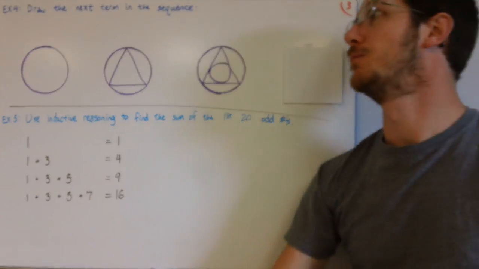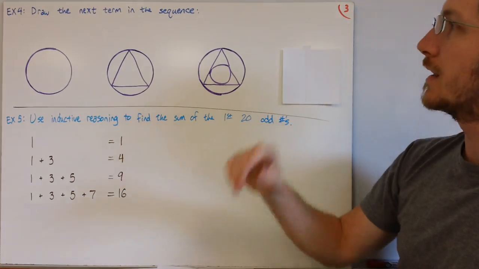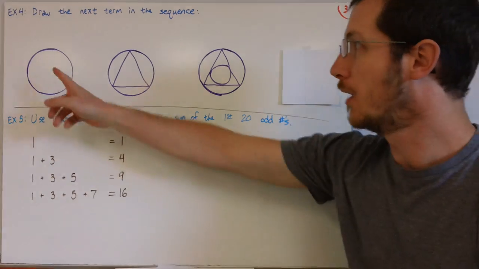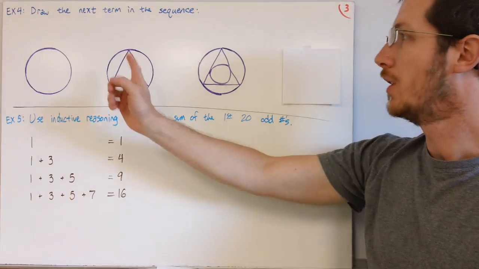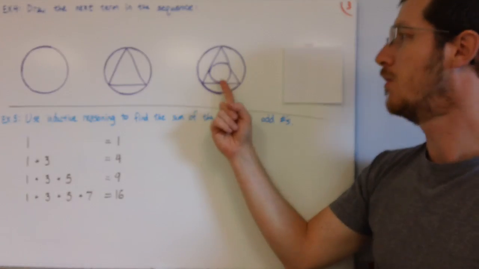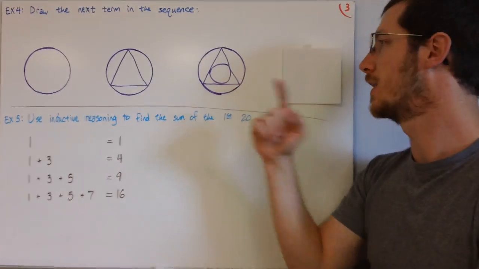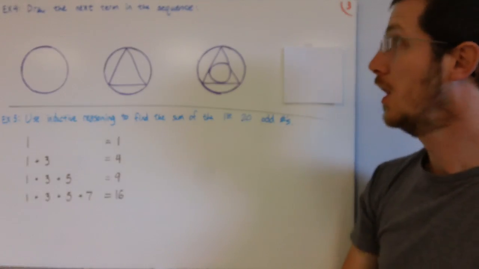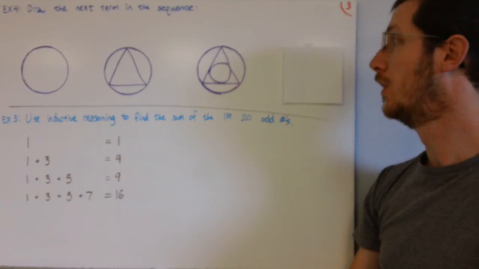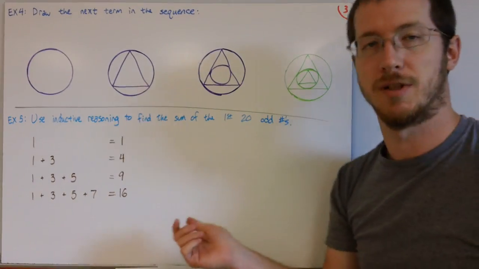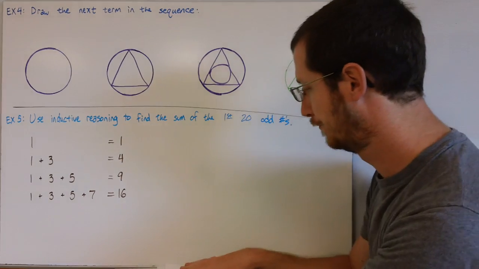Okay, 4th example. I want you to draw and describe the next term in this sequence. Okay, we start off with a circle. Then we go with a triangle inside a circle. Then we've got a circle inside of a triangle inside of a circle. So what's our next term going to be? Well, if we follow the pattern, then we should get a triangle inside of a circle, inside of a triangle, inside of a circle.